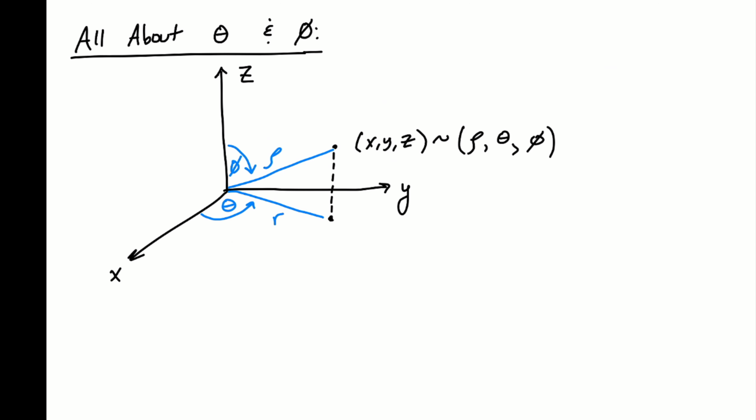Okay, so we already know that since this theta is exactly the same theta as in polar coordinates, we know that theta can range from 0 to 2 pi.